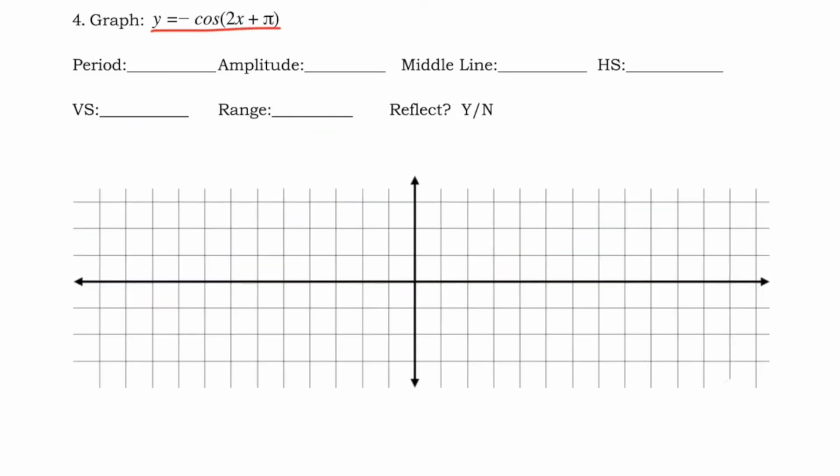Our last example is another cosine function, and we'll follow the same process again. So we'll first figure out the period, which is 2 pi divided by b, but in this case the b value is actually 2. So 2 pi divided by 2 is just pi.